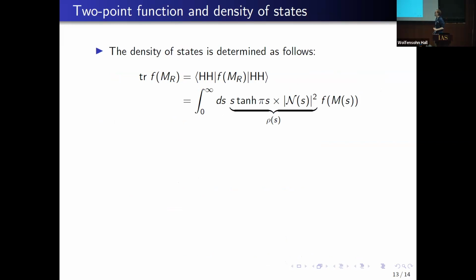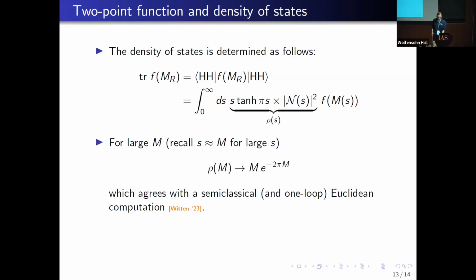So now we can finally compute the density of states, as I've discussed before. So I'll take the trace of some arbitrary function of MR. It's the expectation value in the Hartle-Hawking state. And so it becomes this integral over s. And you have two factors here. One is the square of n of s. As I've mentioned before, n of s is 1 over cosh pi s. And then we also get this other factor here, s tanh pi s. This is the Plancherel measure of a principal series representation. And it basically comes out after formally regulating the infinity. I can discuss the details later if you would like.